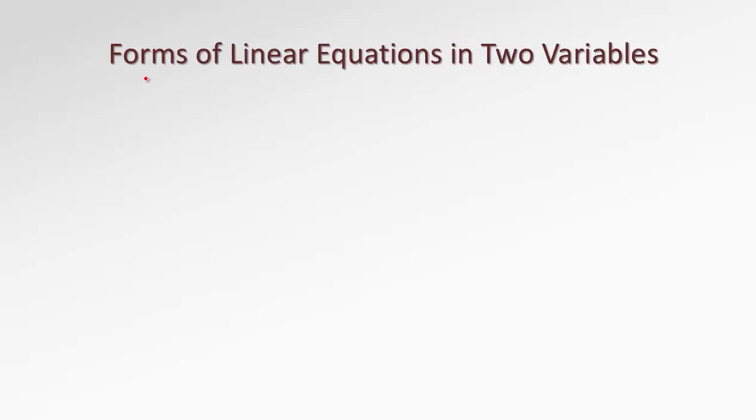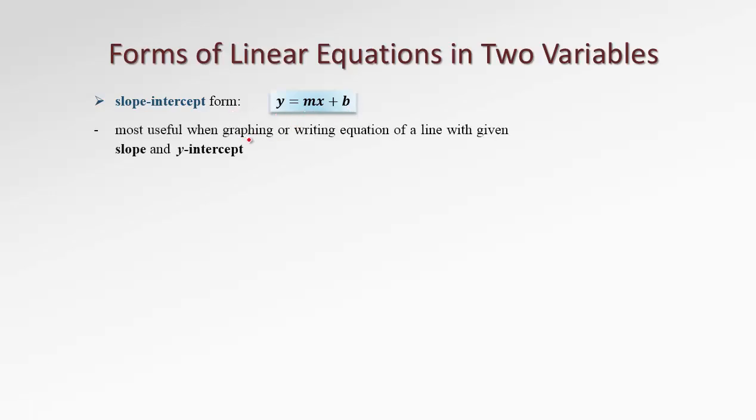In this lesson, we'll look at different forms of linear equations in two variables. The most familiar form is slope-intercept form, y equals mx plus b. This is the most useful form for graphing or writing equations of a line when given slope and y-intercept. Remember, m stands for slope and b stands for y-intercept.